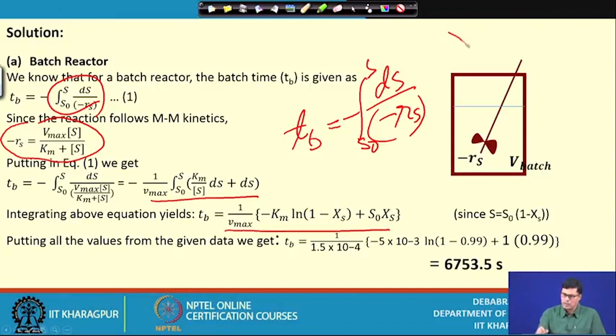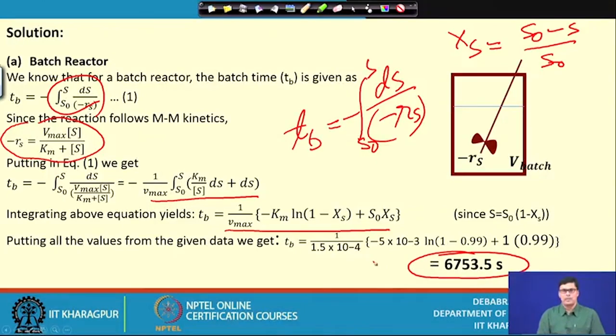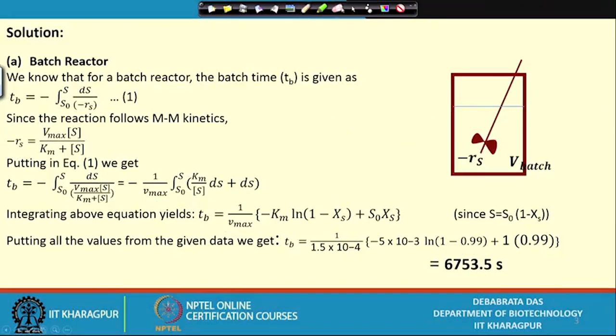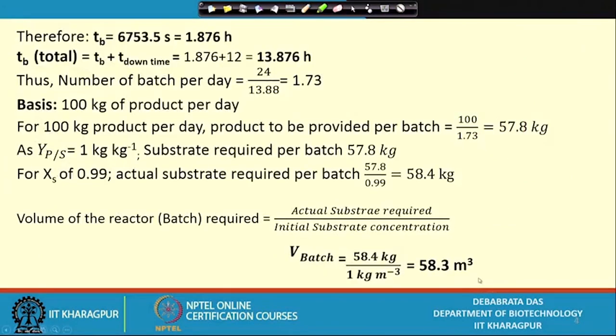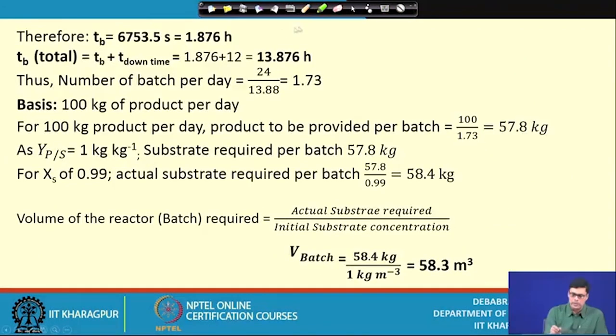Now, this can be converted into this form. This is XS. What is XS? XS equal to S0 minus S by S0. So, if you put this value, you will find the time required for this batch process is coming about 600,753.5 seconds. Now, we can convert this into hours, so this is equivalent to 1.876 hours. Am I right?